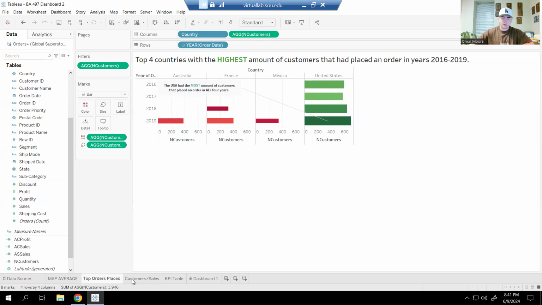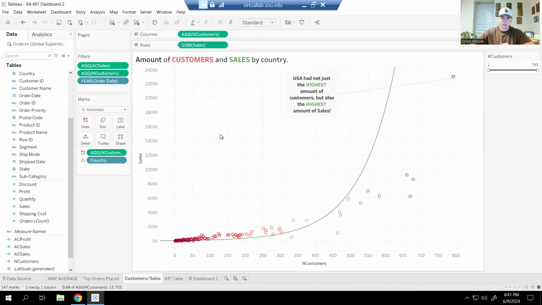Next of all, I don't really know what to name it. I put customers slash sales just because it's a scatter plot between both. Honestly, this is my favorite worksheet that I made. I'm going to go over it with you. First of all, each one of these dots is going to be a different country. The way it was placed was separated by sales on the y-axis and number of customers on the x-axis. Now, this is the trend that I saw right here.